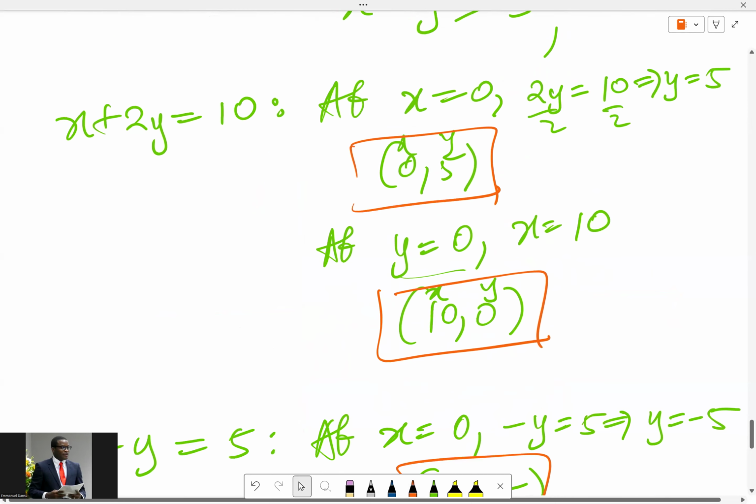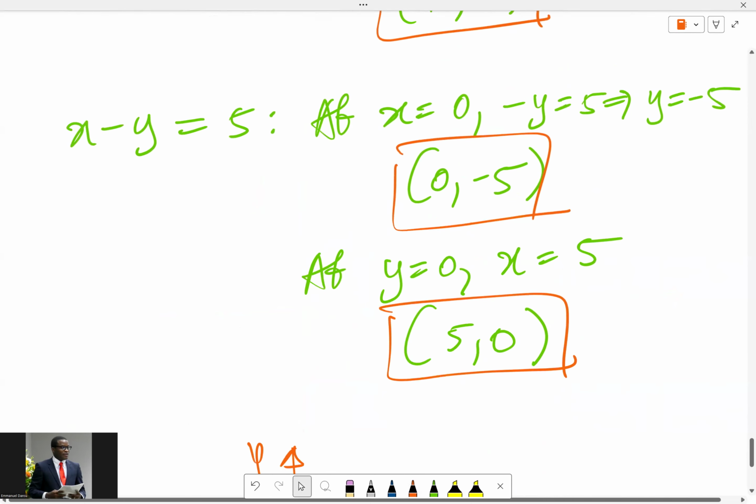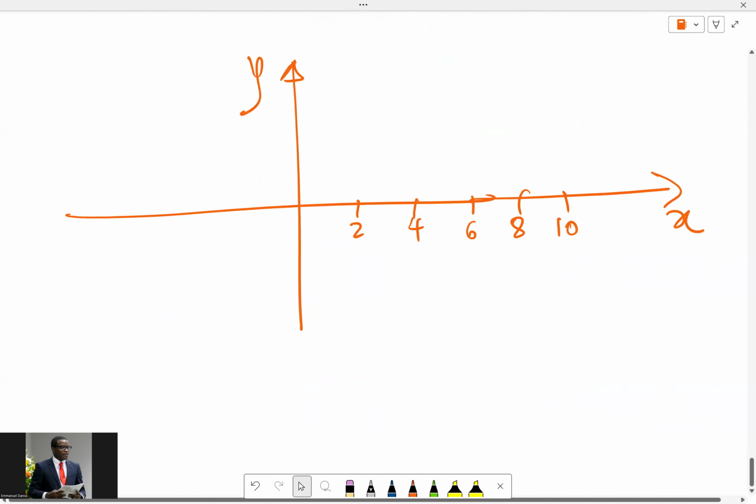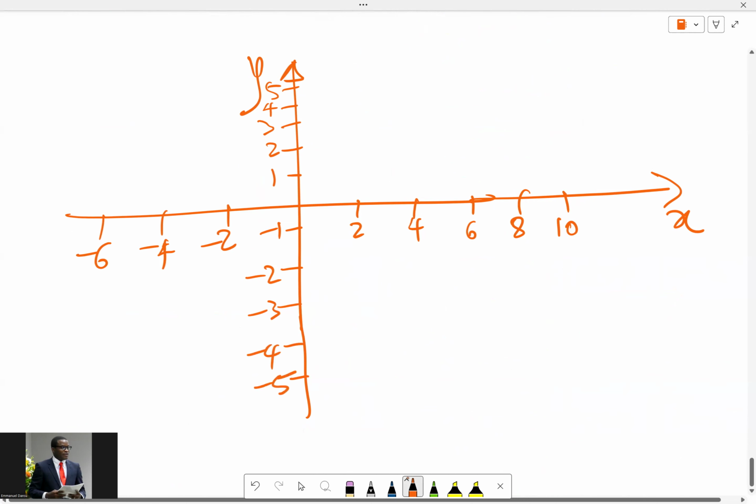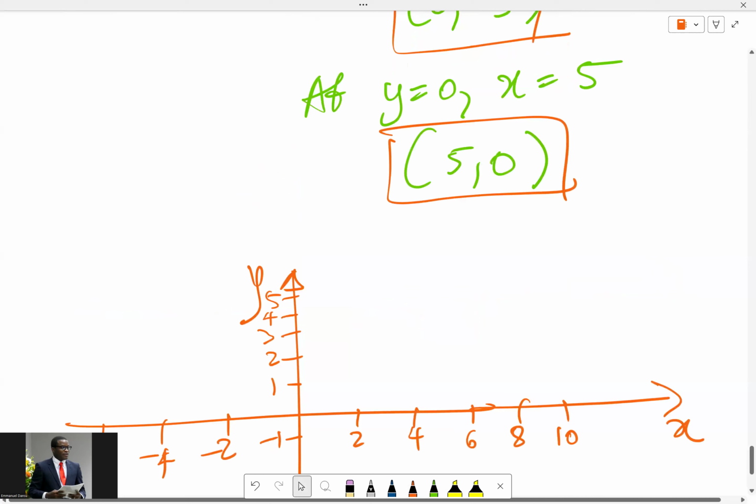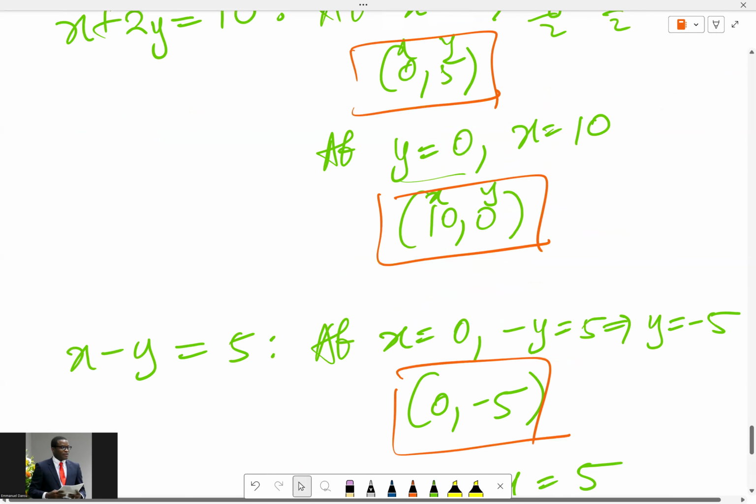The biggest y is 5, while the least is minus 5. So you have that, and this is like minus 2, minus 4, minus 6, and so on. Then for y now, maybe you have 1, 2, 3, 4, and 5, and then minus 1, minus 2, minus 3, minus 4, and minus 5. Okay, so we are interested in looking for the feasible region.